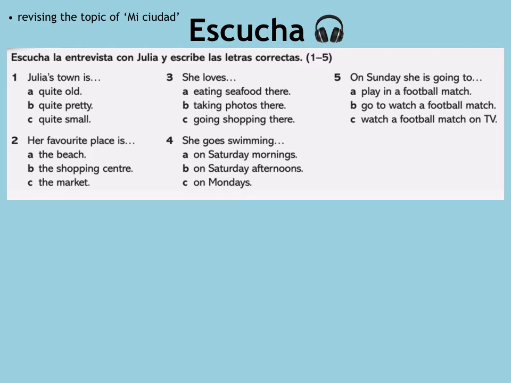5, ¿Qué vas a hacer este fin de semana? El domingo voy a ir al estadio donde voy a ver un partido de fútbol con mi hermana.